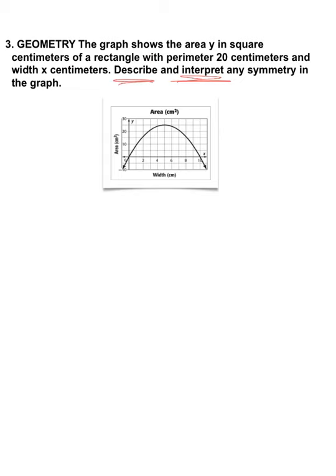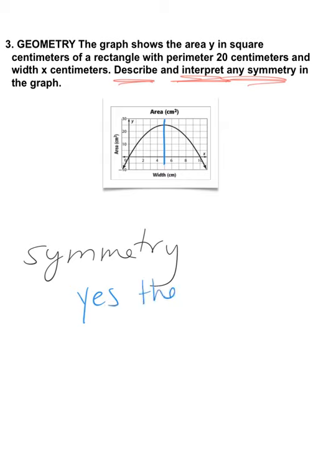Describe and interpret any symmetry. Let's just say I could fold it right here. So what would you put? You could say yes, there is symmetry. And you could say you could split it in half, where x equals 5. That blue line is x equals 5. And so that means that this side is going to be equal to that side.